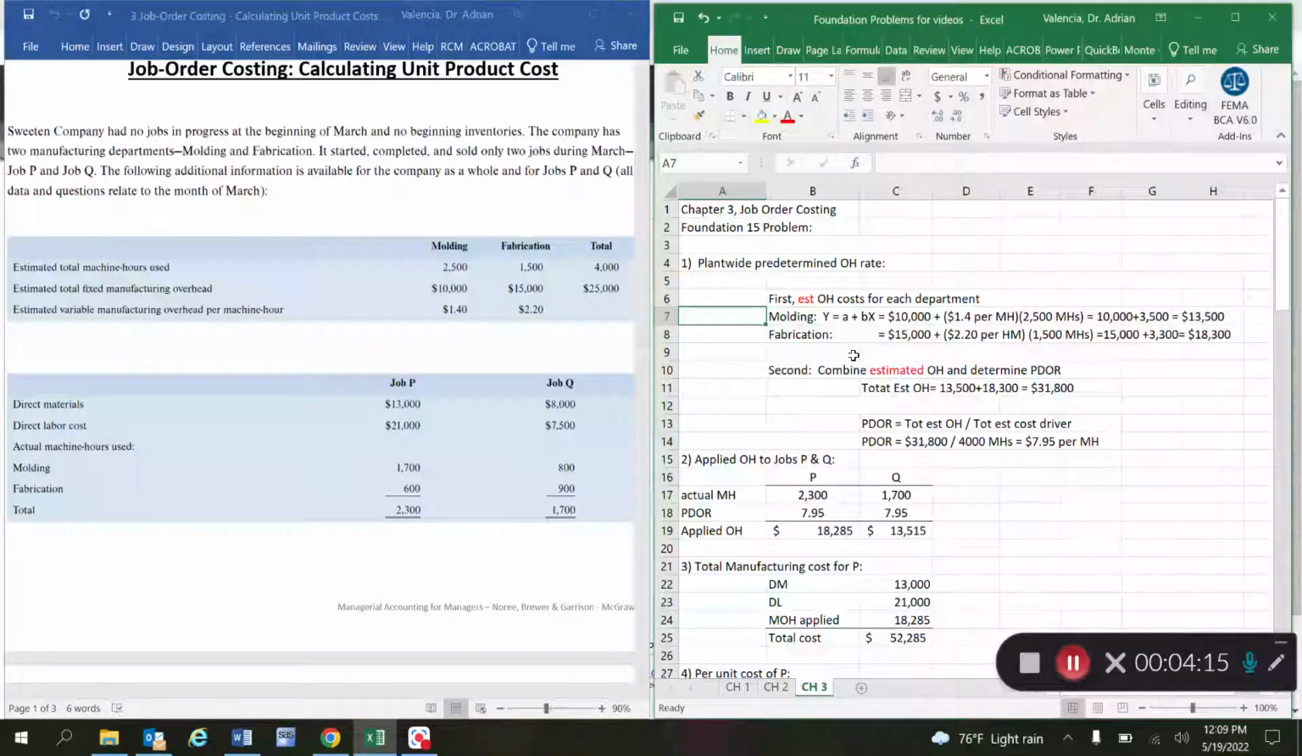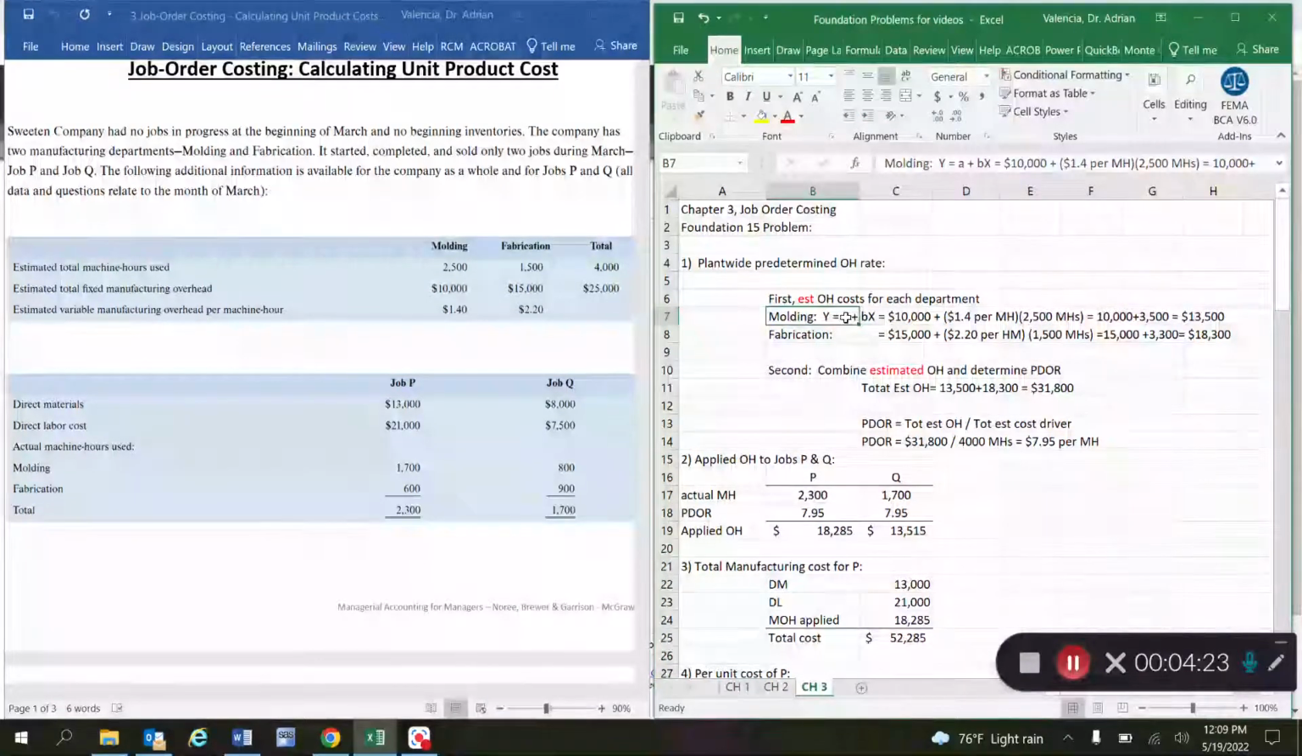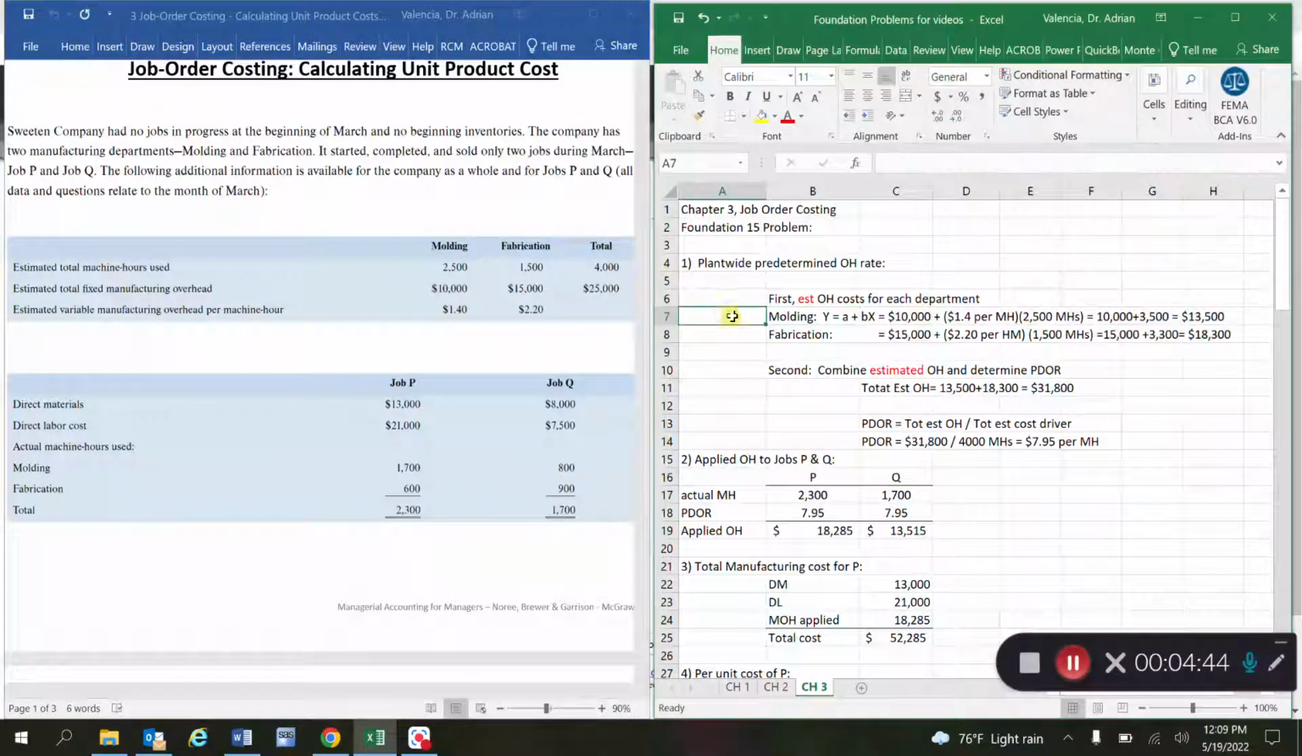Okay? All right, let's look at molding here. We're going to estimate the overhead cost for all the department. Under molding, we think we're going to have fixed cost of $10,000. That would be the A in the formula here. And then given the $1.40 per machine hour, that's this here, I'm going to multiply that times 2,500 estimated machine hours. So when I do that, I get 13,500. 10,000 of fixed cost, 3,500 of variable costs for the molding department.